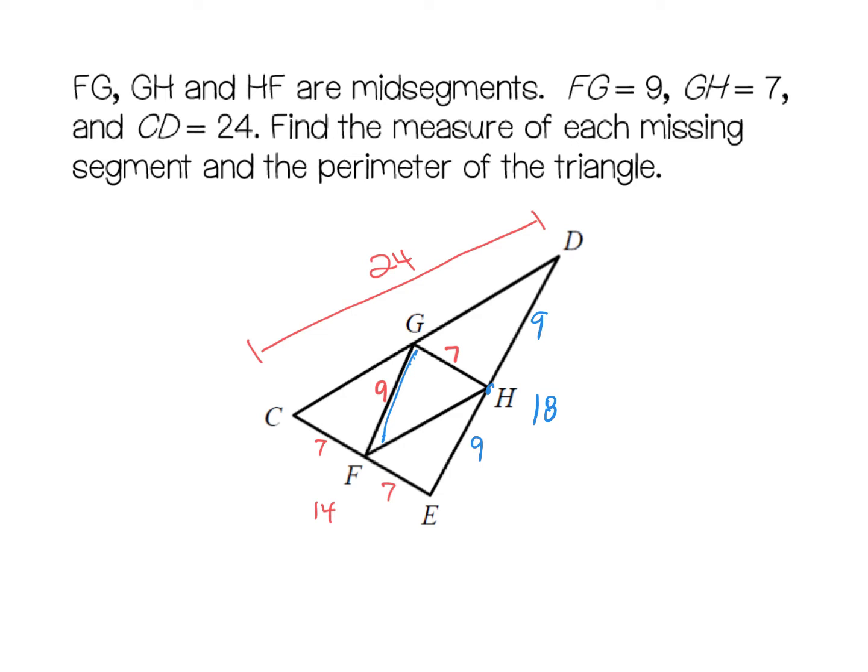Okay, for the last part then, if CD is 24, G here has to be my midpoint. So that means each half has to be 12, which means that the midsegment then has to be half of 24, or again, 12.